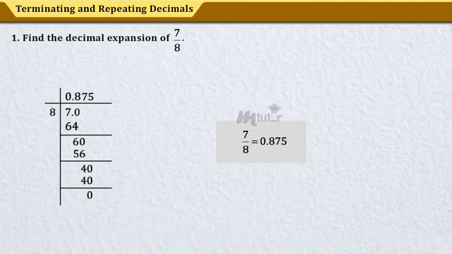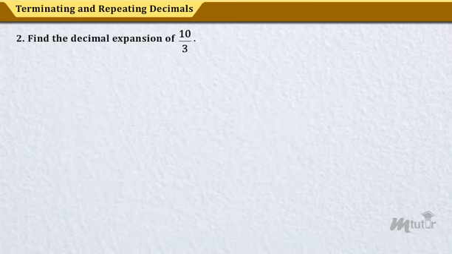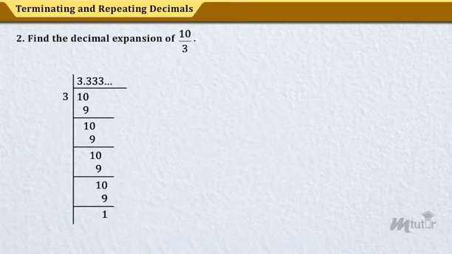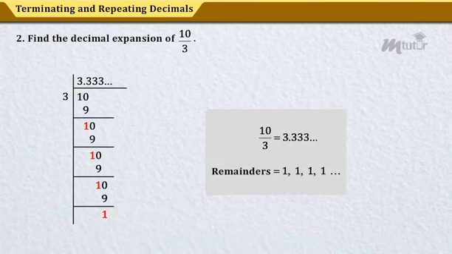Considering the remainders obtained at each step, we have the remainders 6, 4 and 0. Since we have obtained the remainder as 0, we stop dividing further. Now, find the decimal expansion of 10 by 3. By long division, we have the decimal expansion of 10 by 3, as 0.333 and so on. At each step, we obtained the remainder 1. Thus, the remainders are 1, 1, 1 and so on. Here we could notice that the remainders are repeating.